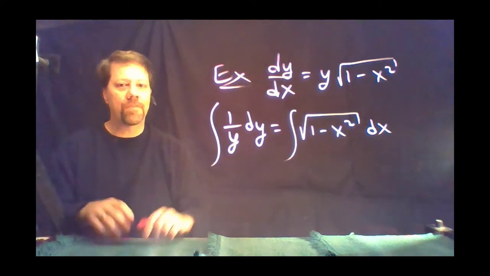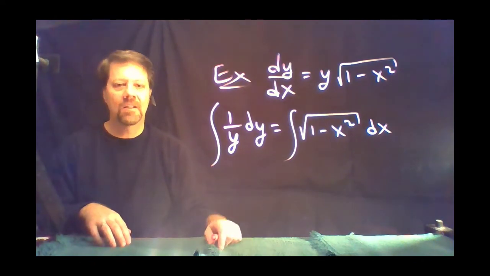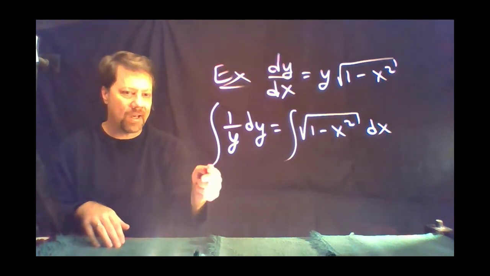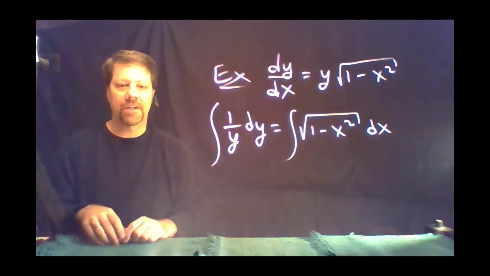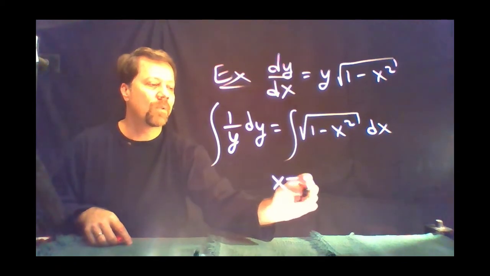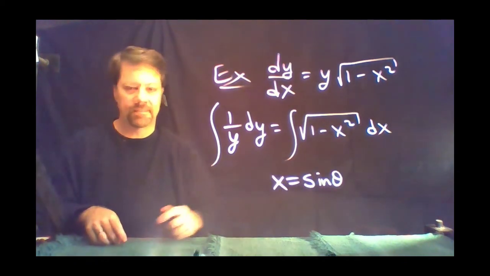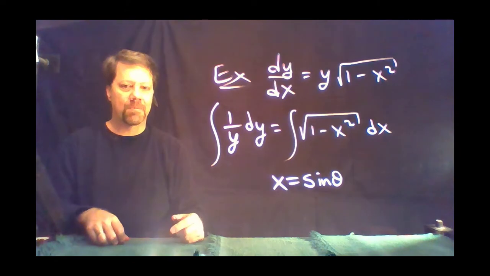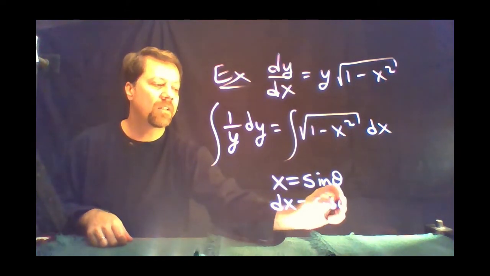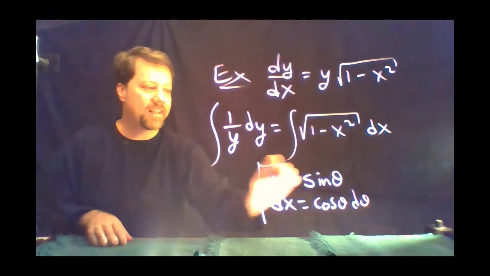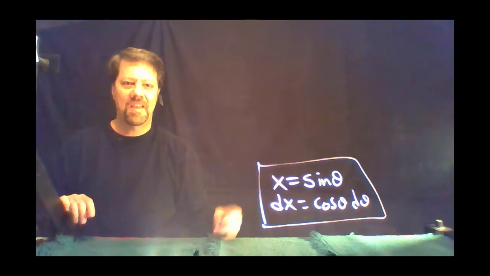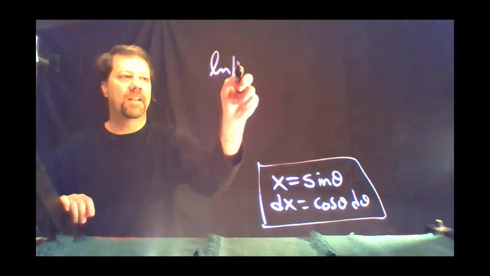Because of the form 1 minus x squared, we need to use a Pythagorean identity of the form 1 minus trig function squared equals trig function squared. So the substitution is x equals sine theta. We need to use a different variable, theta. If that's the case, dx will be cosine theta d theta. The integral on the left is trivial enough.